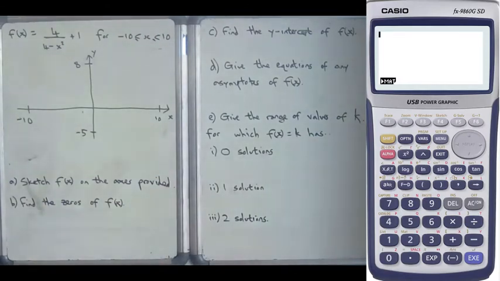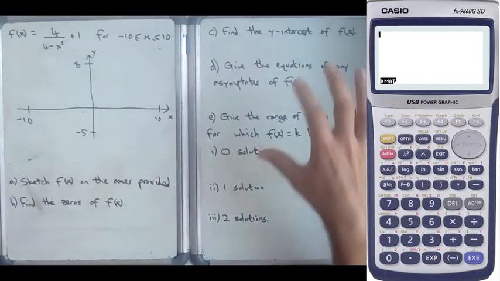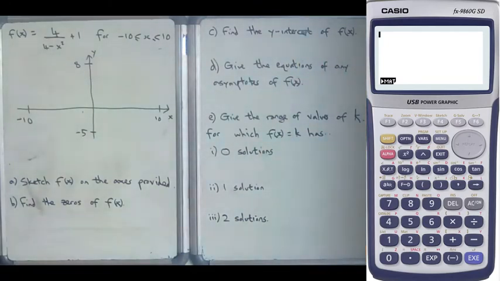I'm not going to explain exactly what all of these mean right now. Obviously, all will be revealed during the question. So let's begin with part A, sketch f of x on the axes provided.